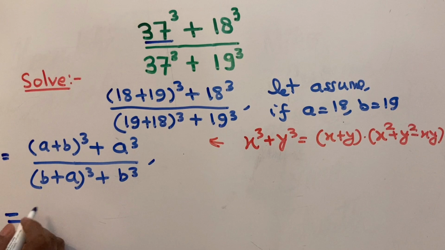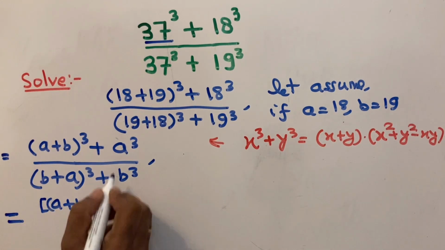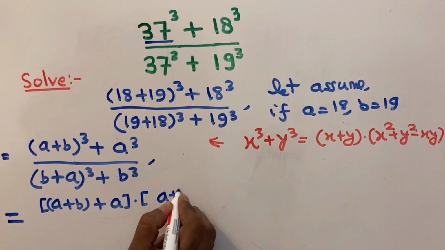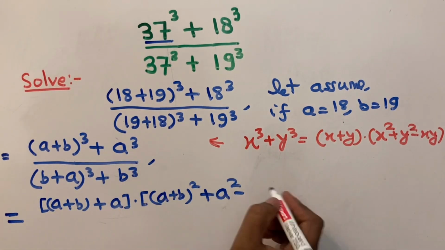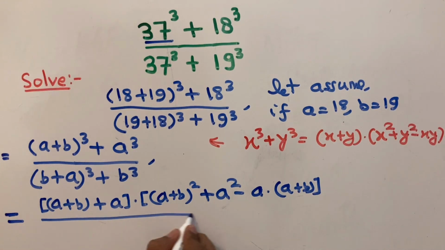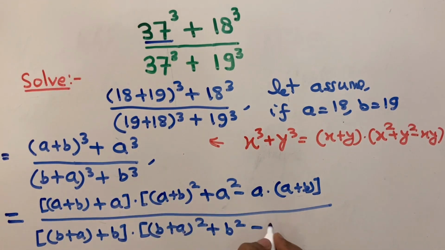So this expression simplifies to (a plus b plus a) multiply ((a plus b) square plus a square minus a multiply (a plus b)) divided by (b plus a plus b) multiply ((b plus a) square plus b square minus b multiply (b plus a)).